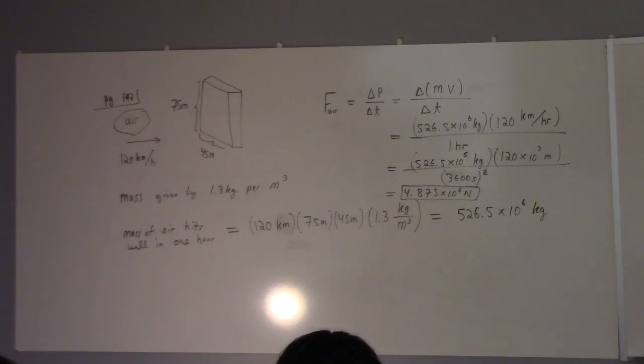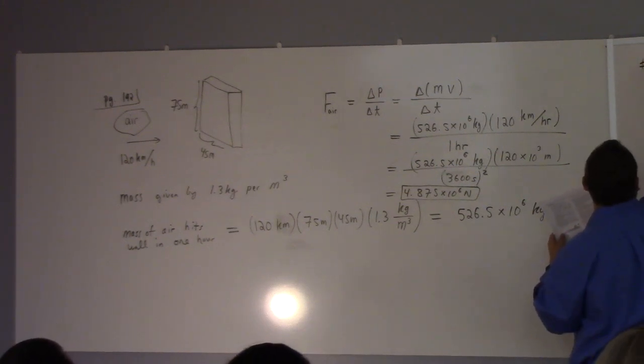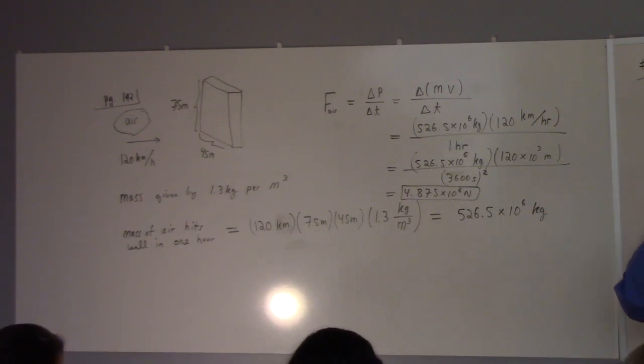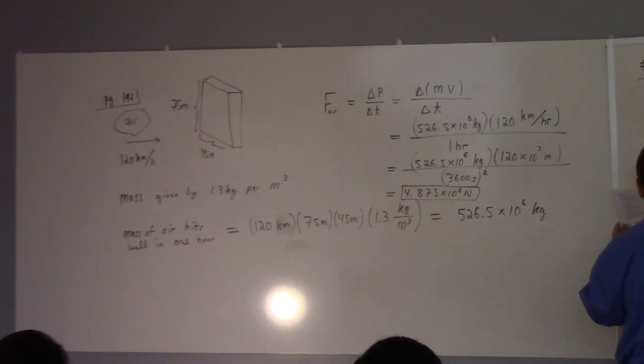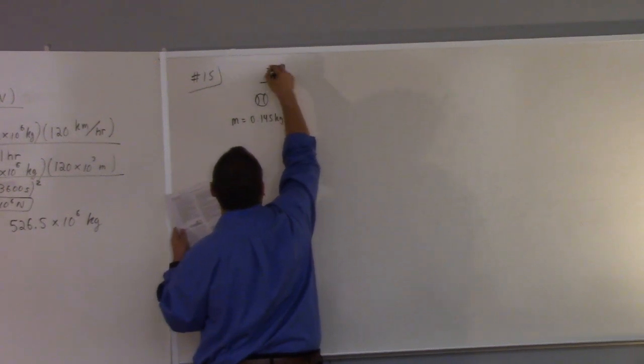Where was I? Yeah, this one's not bad. Let's get to it. Number 15. So we have a baseball. How big is the 0.145 kilogram baseball? All right. And it's initially 31 meters per second. All right. Then what happens?